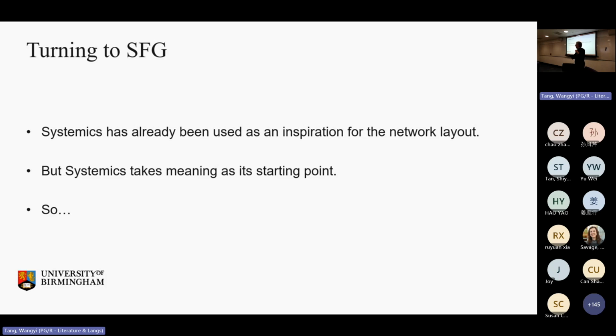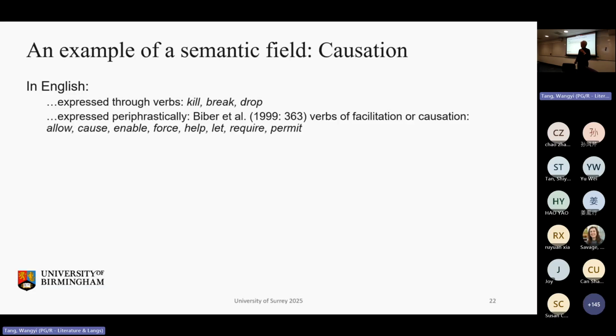So what are all the ways that we can talk about communicating with each other, cognition, and causation? I'm just going to take causation, which can be expressed through verbs. I mean, there's been volumes written on the language of causation, some of it a bit over-imaginative in my view, but anyway. So things like kill, cause to die, or drop, cause to fall. There are periphrastic expressions of causation, like allow someone to do something, cause something to happen, enable someone to do something. And Biber et al. have a good list of those verbs.